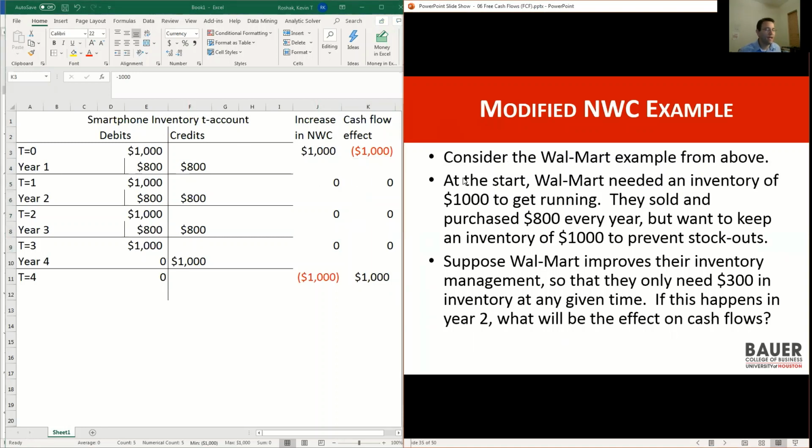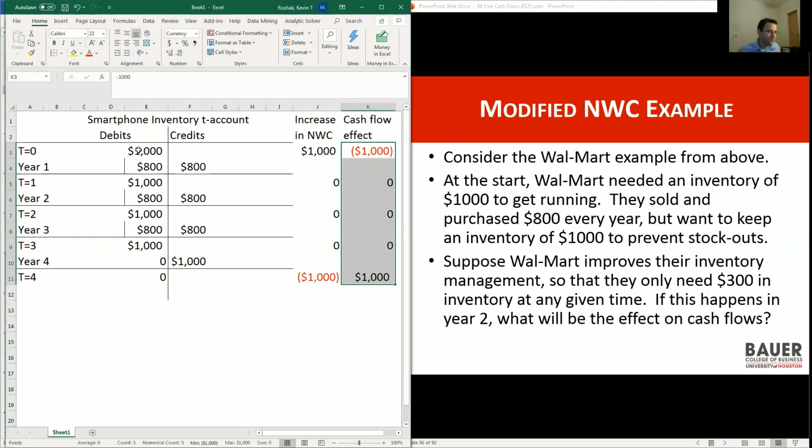Next, I want to add a little twist to this. So I like doing this. I like having simple examples and then adding one little twist to illustrate a point. Same example with the smartphones, but something's going to happen in the middle. Okay, so I'm going to delete some of these cash flows.